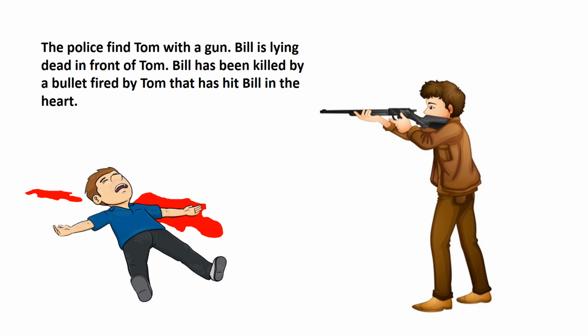The police find Tom with a gun. Bill is lying dead, as you can see, in front of Tom. Bill has been killed by a bullet fired by Tom that has hit Bill in the heart. The question for you is, did Tom murder Bill? Take a moment to discuss this in your table groups while the video is paused.